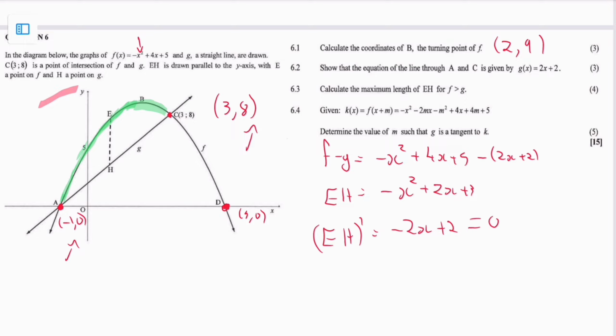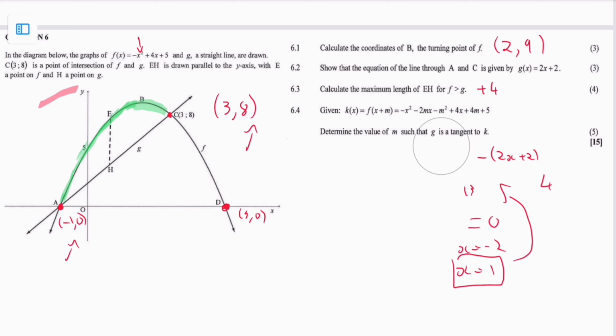So let's find a turning point. -2x plus 2 equals 0. -2x equals -2. x equals 1. So let's substitute that back into this formula. And what you'll get is 4. So the answer here is 4, positive 4.